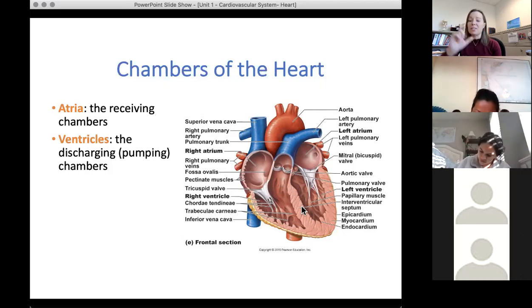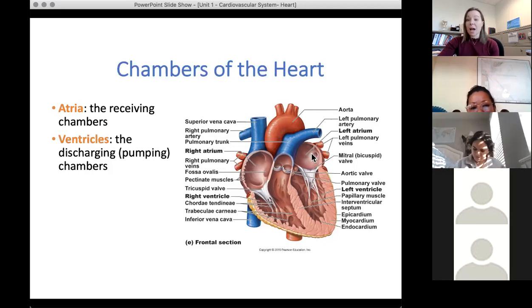But then the septum is divided into two parts. There's the interatrial septum, which is actually hidden on this picture because it's covered by this blood vessel. This blood vessel is in front of it. But basically there's an interatrial septum and an interventricular septum. Interatrial septum is located between the two atria. So it's here, although you can't see it because that blood vessel is hiding it, but it would be here in between the two atria.